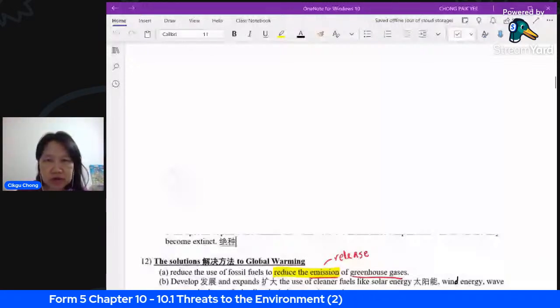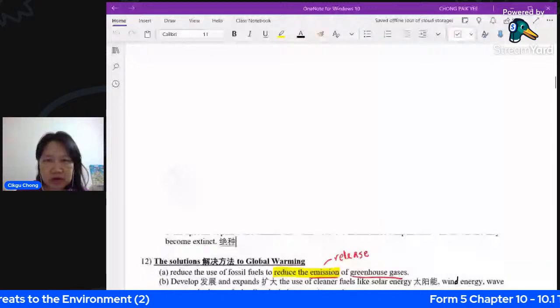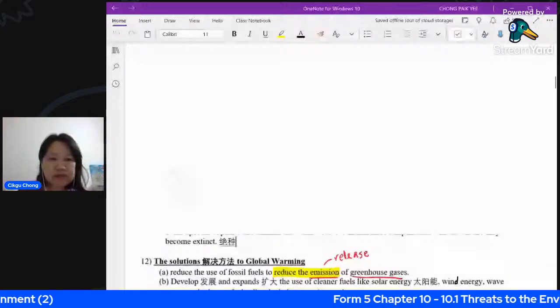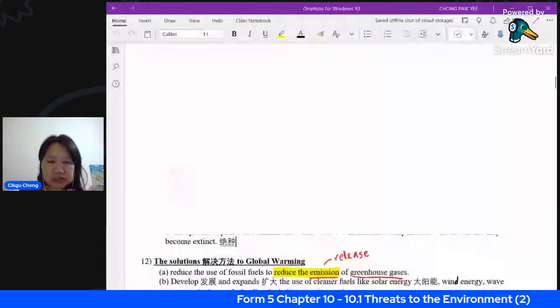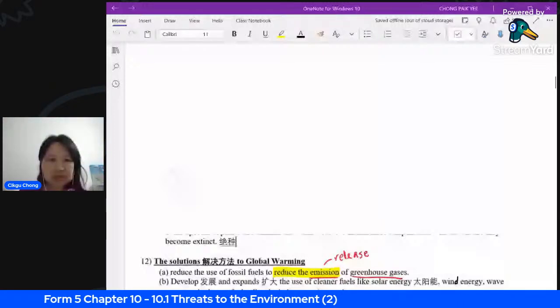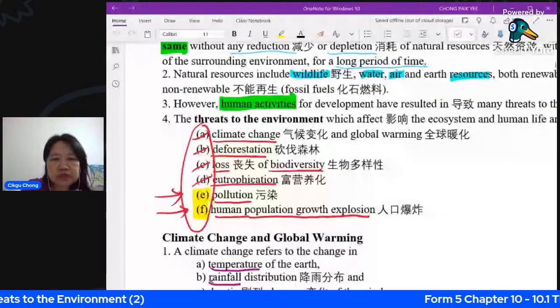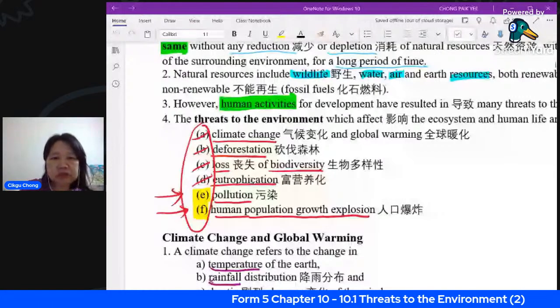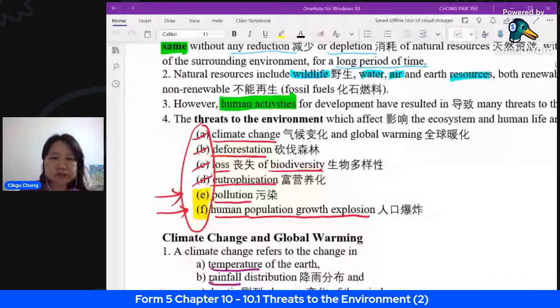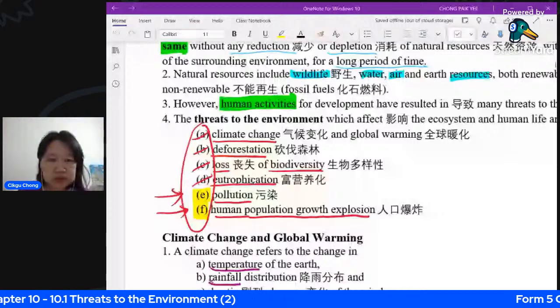Here you have 5. On Saturday I covered climate change, deforestation, loss of biodiversity, and eutrophication. So now I'm left with the last 2, which are pollution and also the threat of human population growth explosion, which I will cover today. So our lesson shouldn't be very long. It shouldn't last more than 1 hour. All right, let's look at the last 2 sections here.